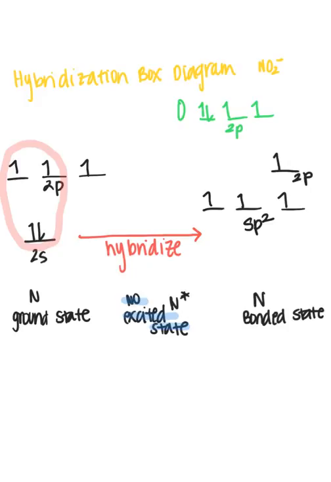So then we know that this is gonna bond with this one. This is gonna bond with this one. And this is gonna make our 2 sigma bonds because they're bonding to the hybrid orbital.